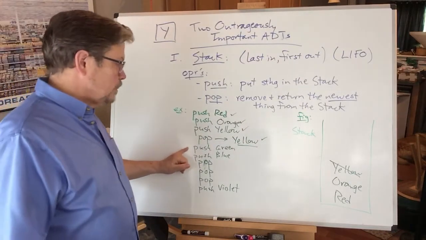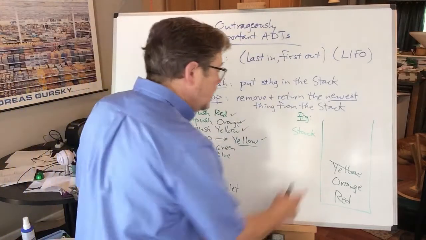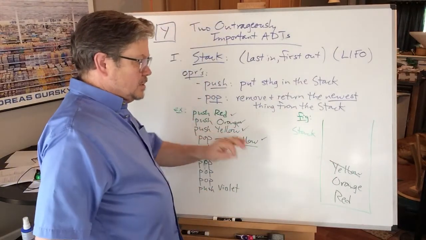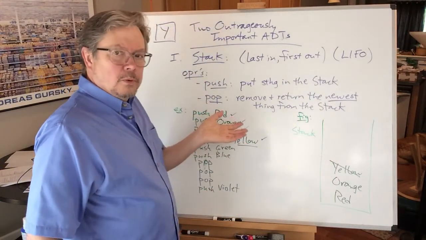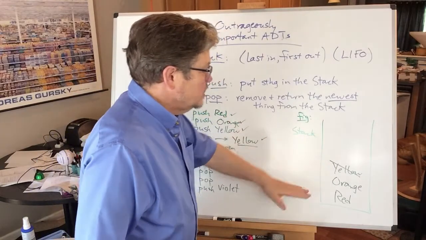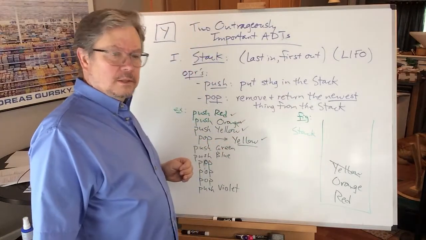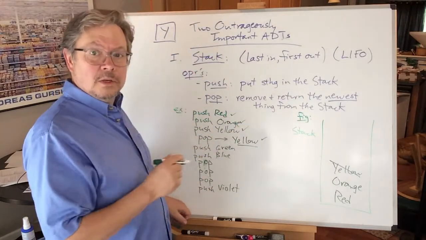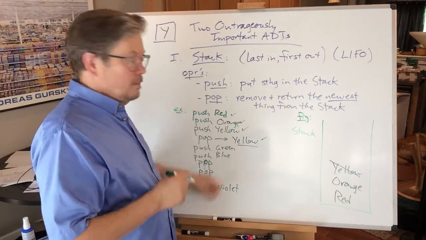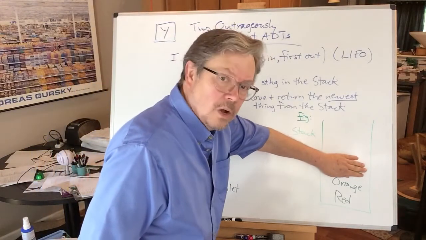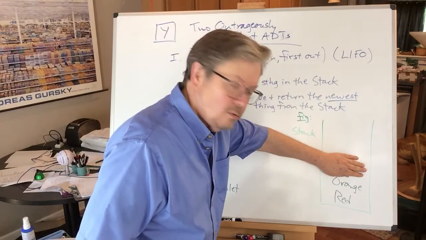Now we turn around and push again. Push green. Now I'm not going to erase things. I'm actually smarter than the computer this way. I can see a sort of historical record of the stack contents if I just leave yellow and cross it out, sort of like the old values of variables. But from the computer's perspective, that's long gone. There's nothing in there but orange and red.